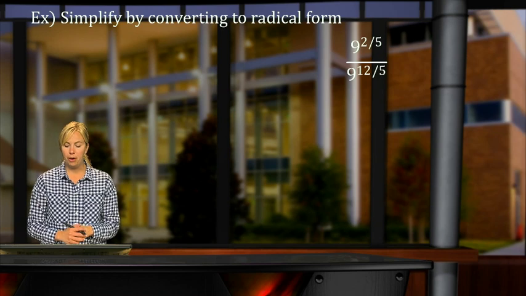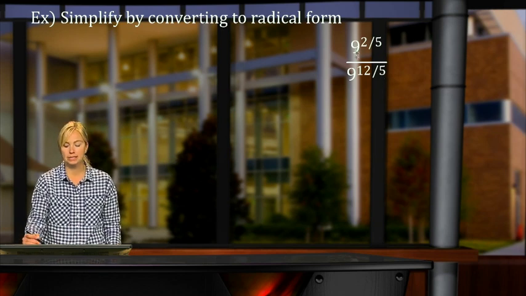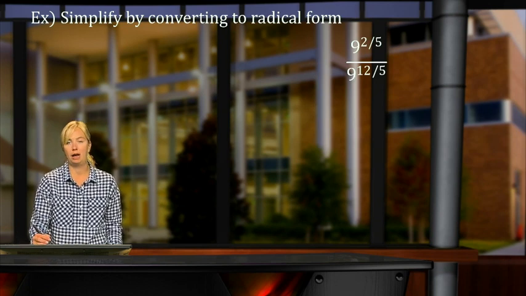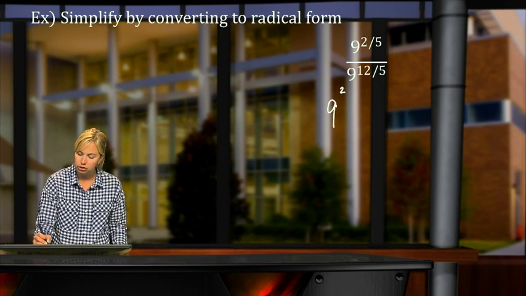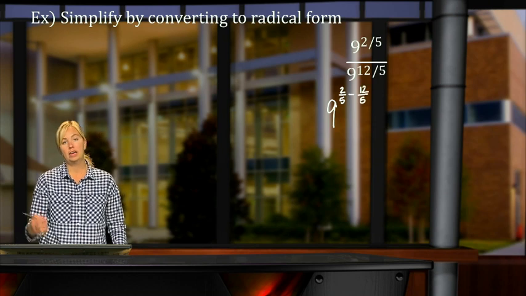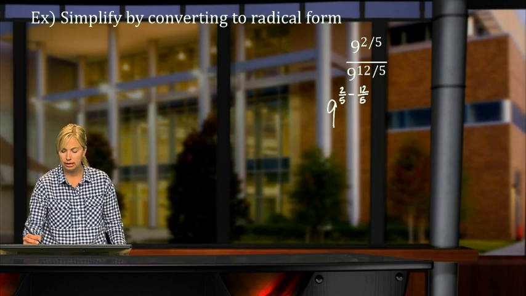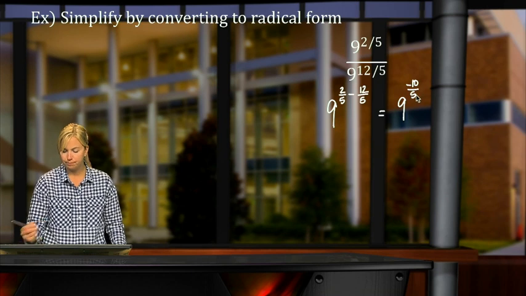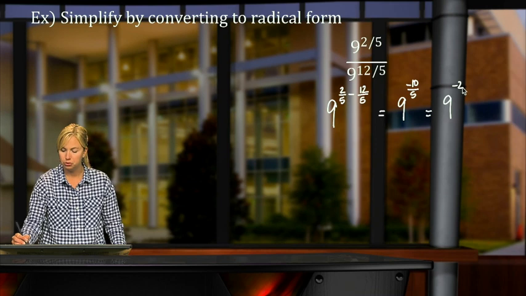Now, 9 to the 2/5 power over 9 to the 12/5 power. Notice in this expression we have the same base and our terms are being divided. So we're going to set up subtraction with our exponents. So this is the same as 9 to the 2/5 minus 12/5. Now if we notice here, we've got the same denominator, so we can combine those nicely. This is 9 to the negative 10 over 5, which we can simplify, negative 10 over 5 is negative 2. That's 9 to the negative 2.